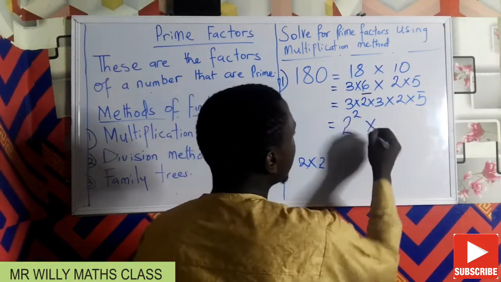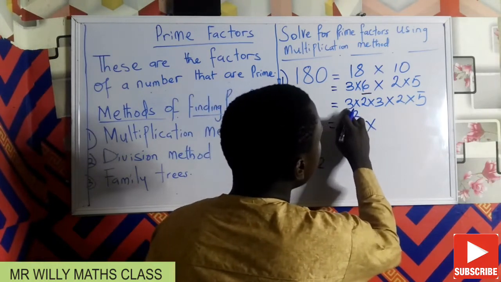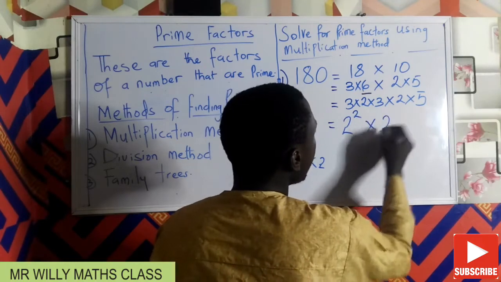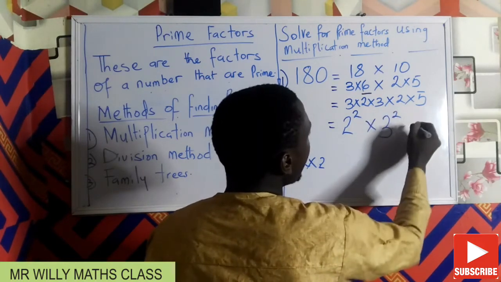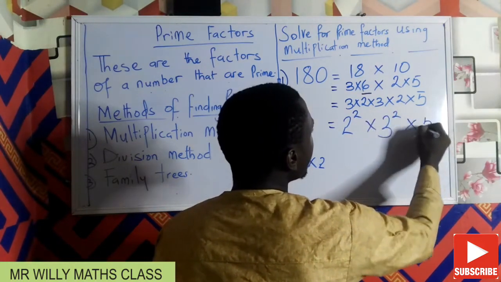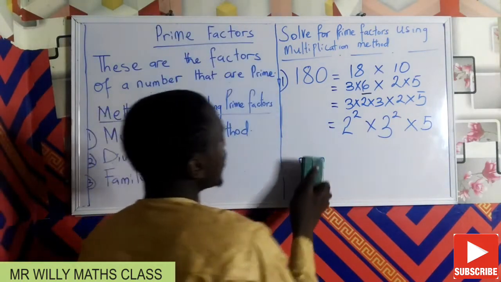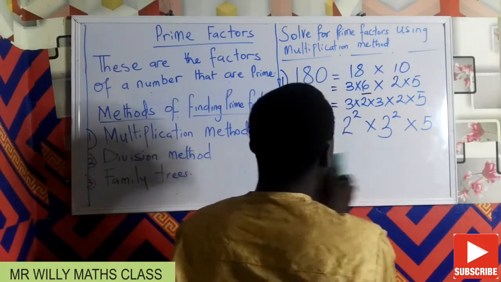Now if you look at 3, how many 3 do we have? That's 1, 2. So that would be 3 raised to power 2. And we have only 5 left. So this is the product of prime factors. These are the product of prime factors for 180.